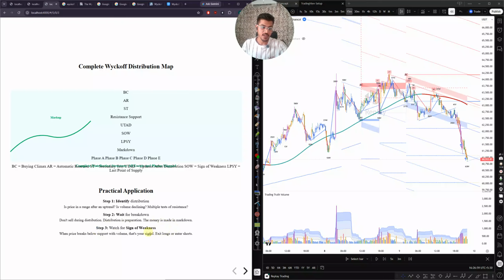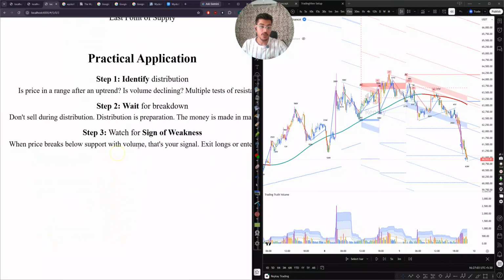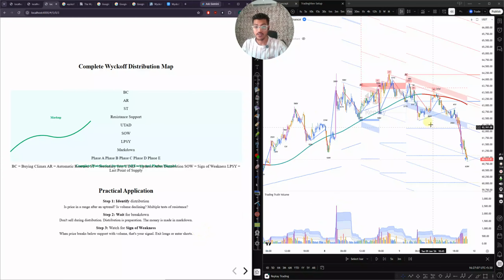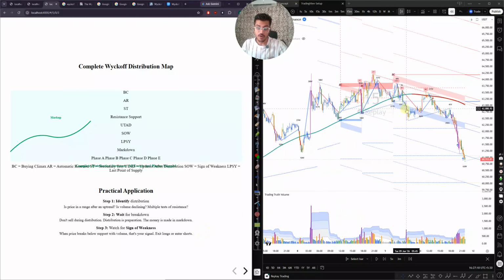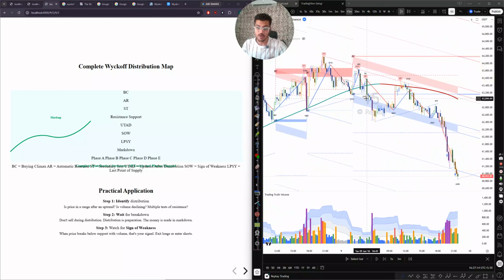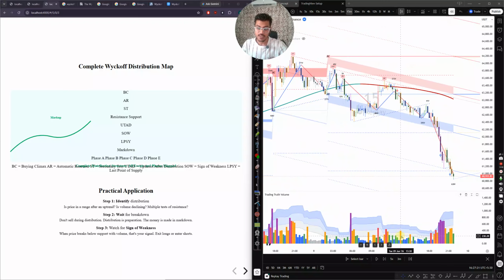So step 3 is watch for signs of weakness. When price breaks below support with volume, that's your signal. Exit longs or enter shorts. When it breaks with volume, around here, you see this was good volume, higher than the previous couple of candles, right? And then on this candle, it's very high volume. See? So that's your sign to actually take a short trade there. Okay, another short trade there, very high volume break.